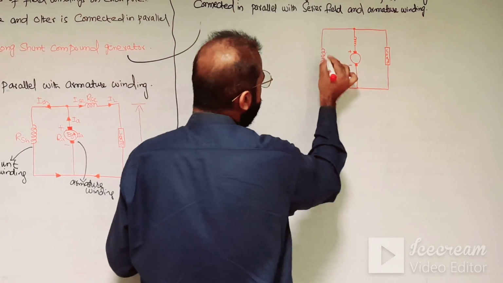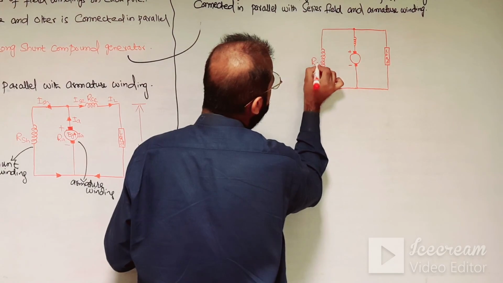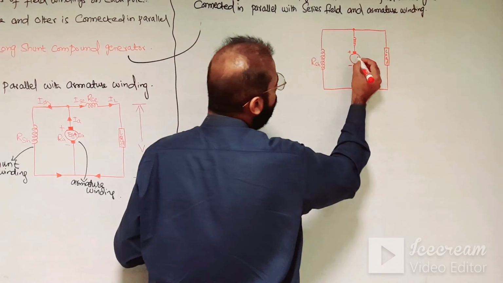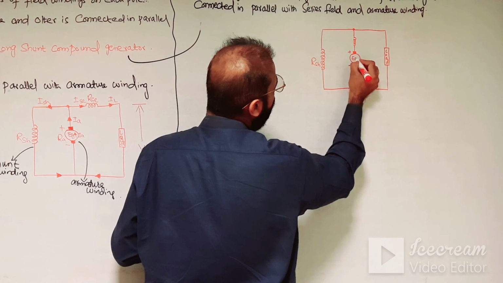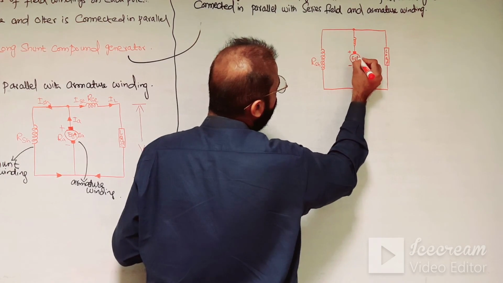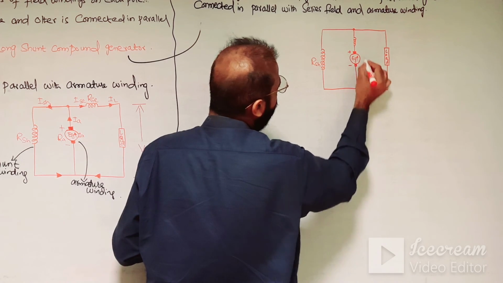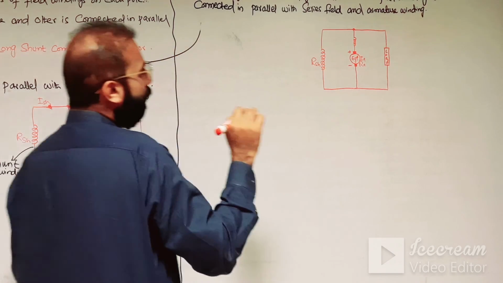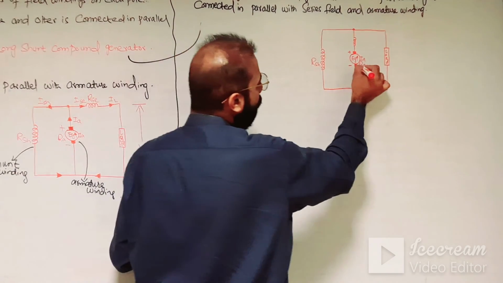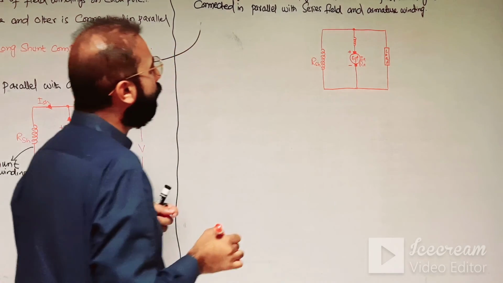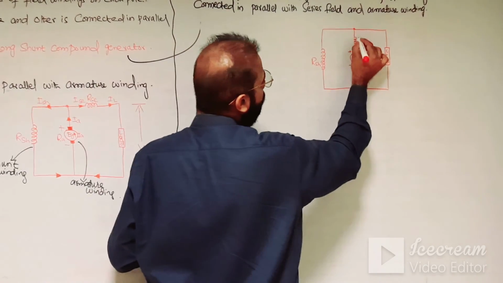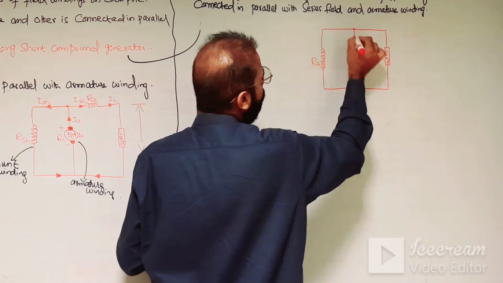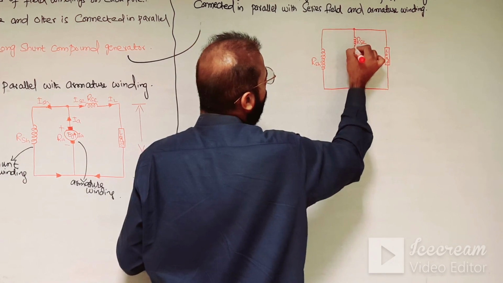Now this is the shunt field winding. So here Rshunt is the resistance of the shunt field winding, and this is the armature in which the generated EMF is produced, and the armature current is produced. We are also denoting the resistance of the armature as Ra over here. Now this is the series field winding, whose resistance is denoted as Rse.